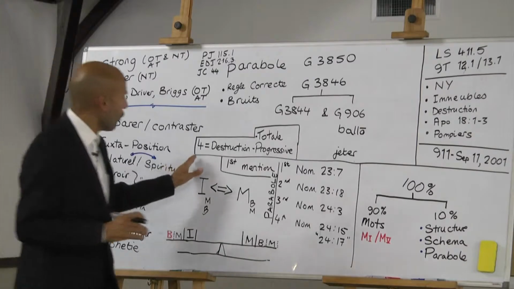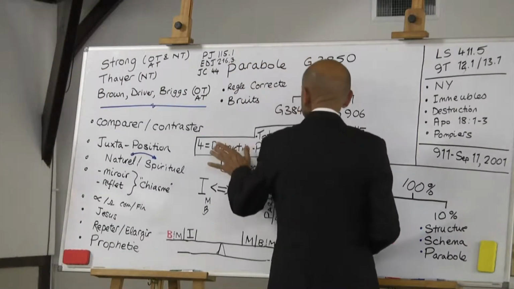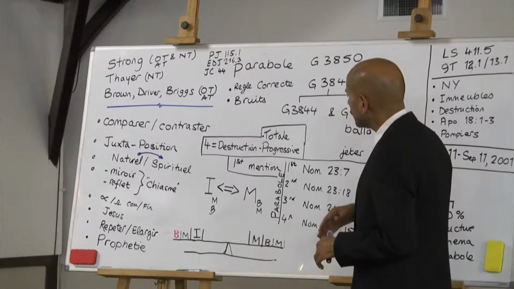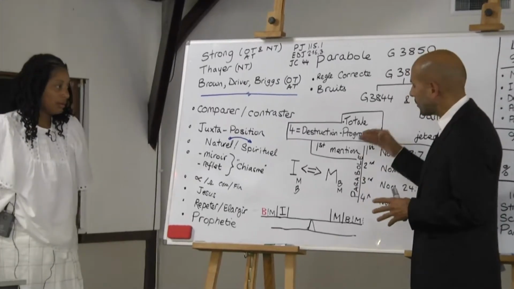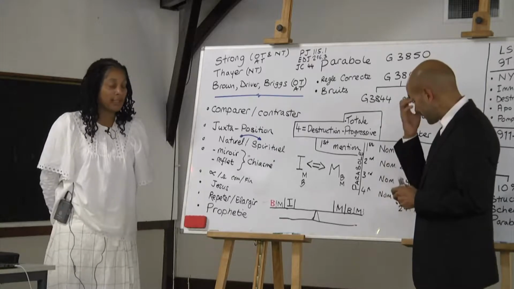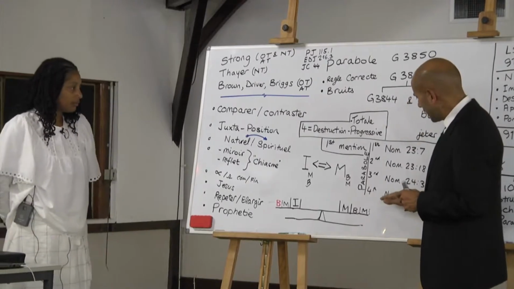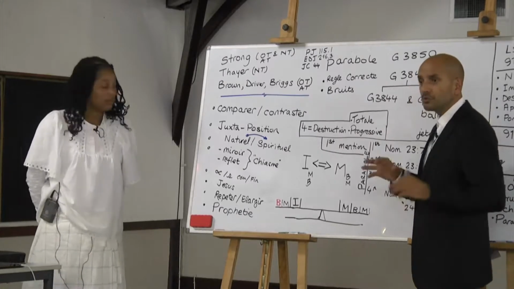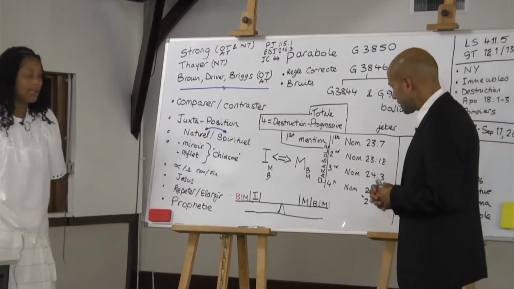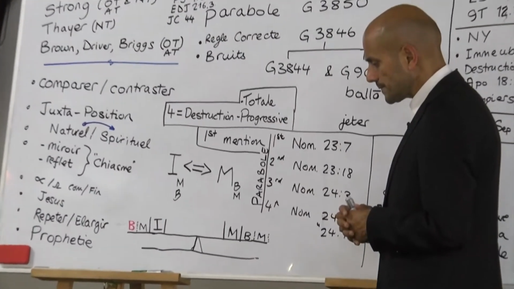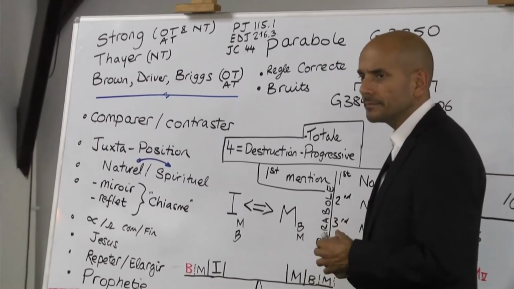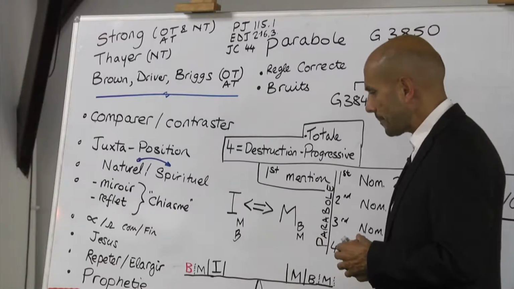And I've said the number 4 is a symbol of progressive destruction. And by the time you get to the 4th and last phase, it becomes a total destruction. When you go to Numbers 24, verse 17 and 18, you see that total destruction being portrayed. So there are a number of patterns and structures that we see.